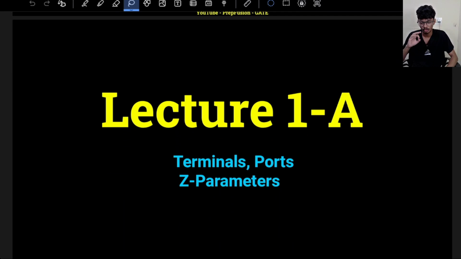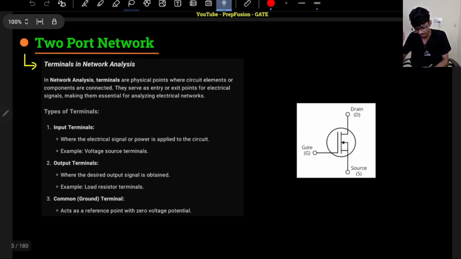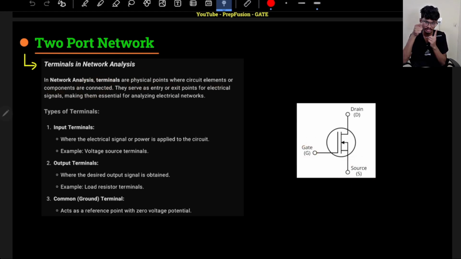I think you already have a bit of an idea, but still we will start with the basics. Before starting ports, we have to first understand what terminals are. In network analysis, terminals are physical points where circuit elements or components are connected. Basically you say gate terminal, source terminal, where the other elements are connected to this particular element. You connect the points: gate terminal, source terminal, drain terminal. These are all my terminals.